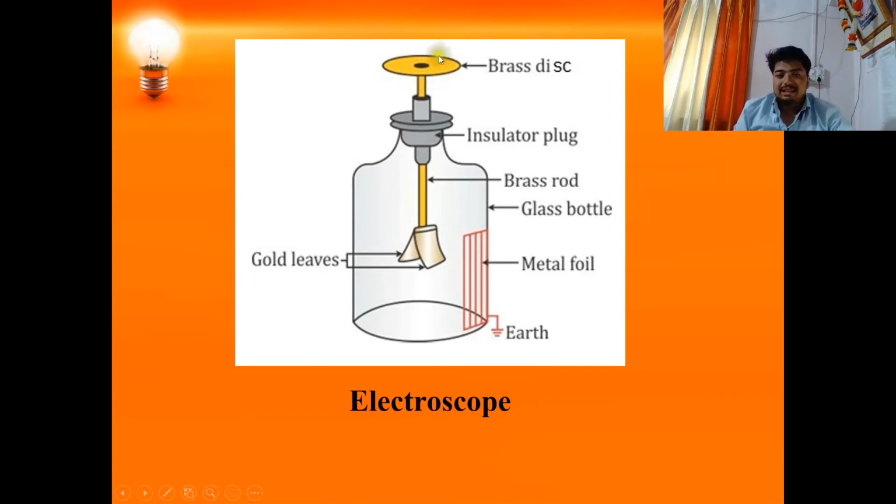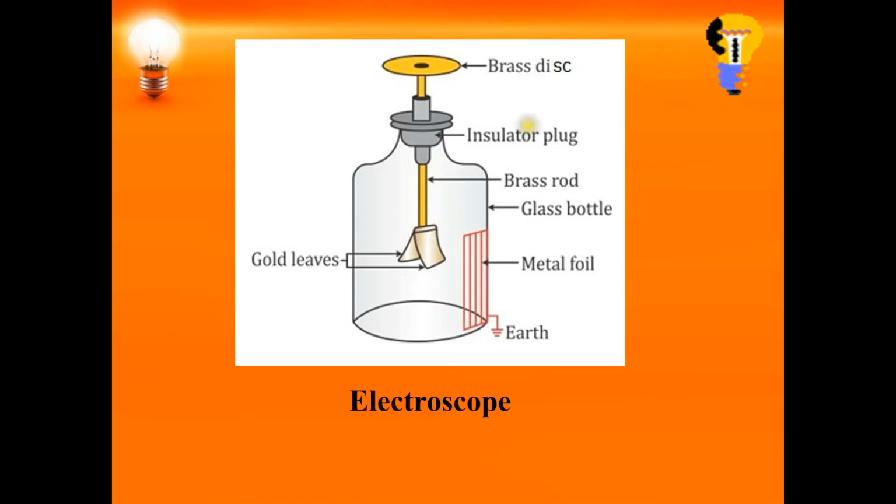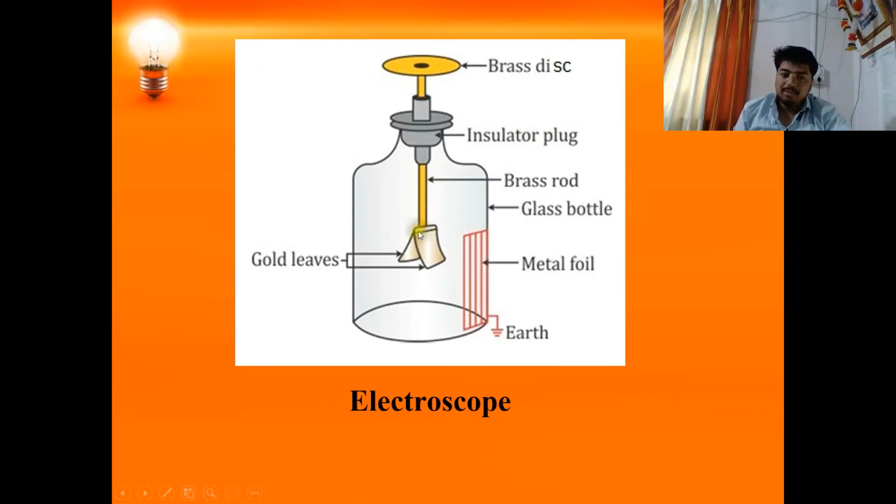Now, this is a brass disc, and this disc is connected to a clamp here. This clamp is connected to two gold leaves. Yes, gold leaves. Now, why gold leaves? As we know, gold is a noble metal and also it's highly ductile so that it can be converted into thin sheets. That's why gold is preferred here in the form of leaves. One more thing to notice is that this brass disc or brass rod is not connected directly to the glass bottle, because there's an insulated plug here.